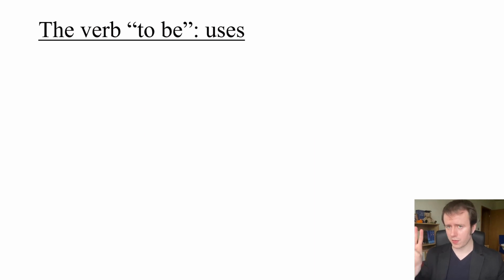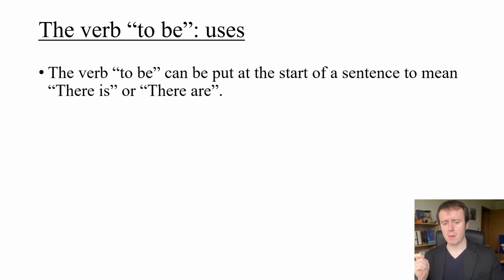Let's now look at a fourth and final use of the verb to be. The verb to be can be put at the start of a sentence to mean there is or there are. It can be used to affirm the existence of something. And there won't be a separate word for there in Greek in this instance. You just put the appropriate form of the verb to be, that is either estin or eisin, at the start of the sentence. Or at the start of the clause.